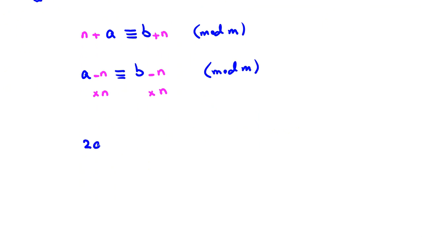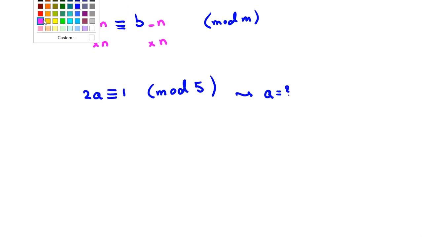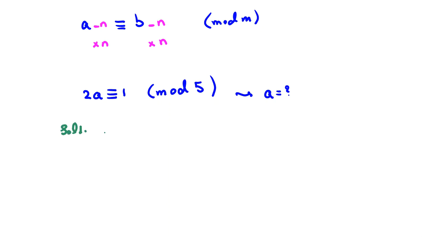So let's solve some problems with this congruency. Someone says 2a is congruent to 1 mod 5, and then what is a? Let's solve one problem with this idea of congruency and see how it can be useful. For solution number 1, I multiply both sides by 3, like equality. So 6a is congruent to 3 mod 5.